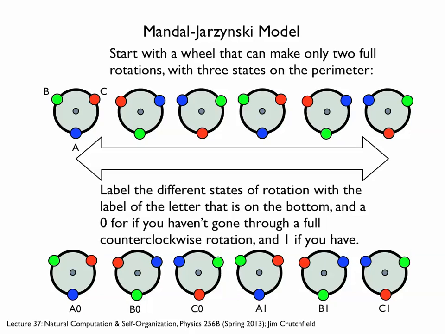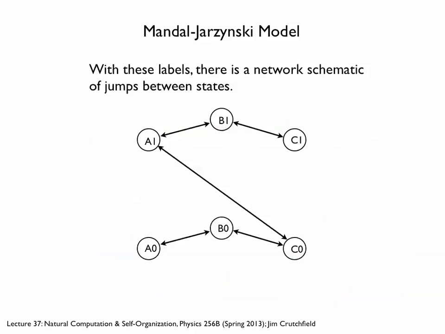And for each of these states, we'll just label them with the state that corresponds to the bottom node, or the bottom ball right here. So we have A, B, C, and also a 0 if you haven't gone through a rotation, and a 1 if you have. So you go A0, B0, C0, A1, B1, C1 in terms of states. And this gives us this network model for how you go through state space. This sort of represents how you have neighbors between the different wheel states.